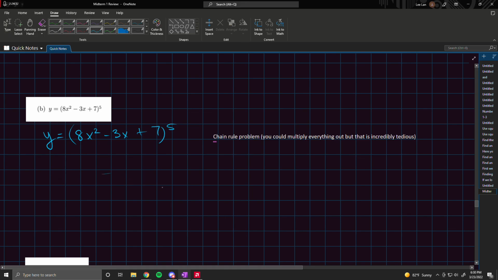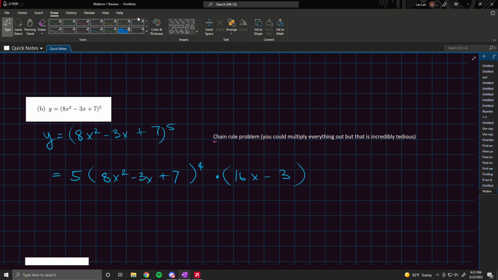So chain rule, right? What's the outer function? It's going to be something to the 5th power. Something to the 5th power, that's just 5 times that something to the 4th power. And then you just copy what's inside, 8x squared minus 3x plus 7, and then you multiply by the derivative of the inner function. So it's going to be 16x minus 3. Yeah, I think that's good enough.